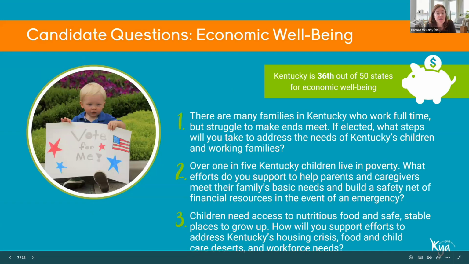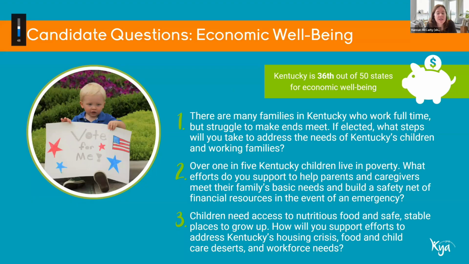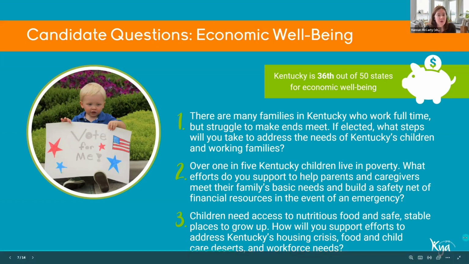And then also asking questions on topics like economic well-being. Kentucky ranks 36 out of 50 states for economic well-being, and over 1 in 5 Kentucky children live in poverty. So asking questions about, if elected, what steps will they take to address the needs of Kentucky children and working families? What will they do to support necessary efforts to address Kentucky's housing crisis? What will they plan to do around expanding food and childcare access? And what are their plans for addressing workforce needs? Those are just a couple examples of some of the economic well-being topics.